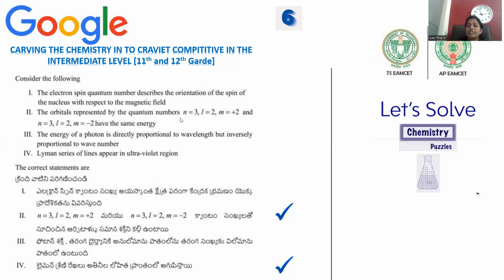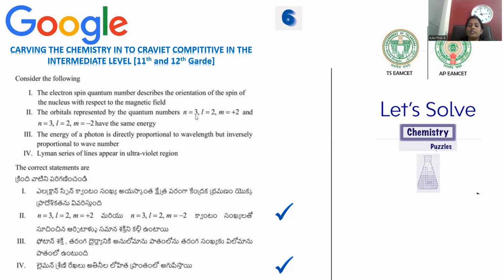The principal quantum number describes the size and energy of the orbital. Size and energy can be described by the principal quantum number. The shape of the orbital is given by this l, the azimuthal quantum number. How the orbitals are lying, that is, the orientation of the orbitals, is given by the magnetic quantum number.